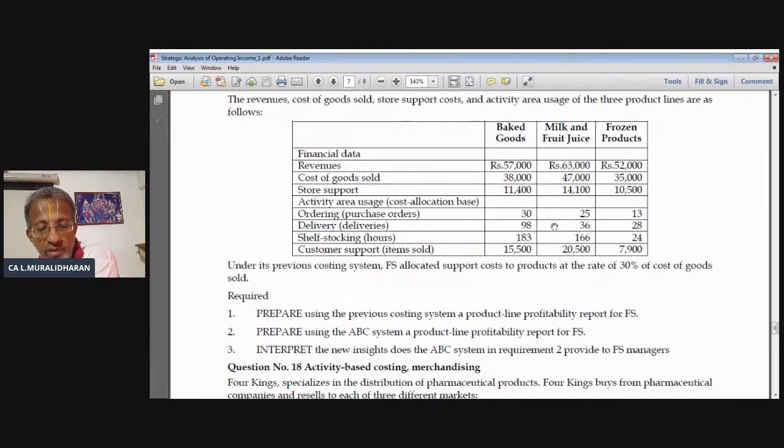Revenue, cost of goods sold, stores support, activity area allocation based, ordering, delivering, shelf stocking, customer support. Under the previous costing system, FS allocated support cost to products at the rate of 30% of cost of goods sold. Prepare, using previous costing, a product line profitability report for FS. Prepare, using the ABC system, a product line profitability report for FS. Interpret the new insights the ABC system provides to FS managers. Now let us take up one by one the requirements of this problem.